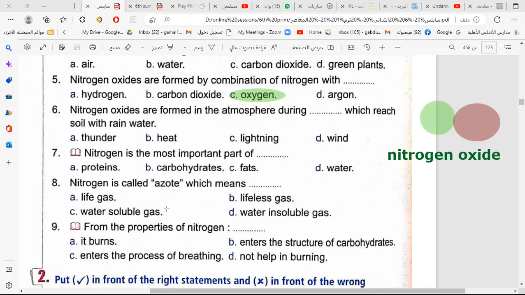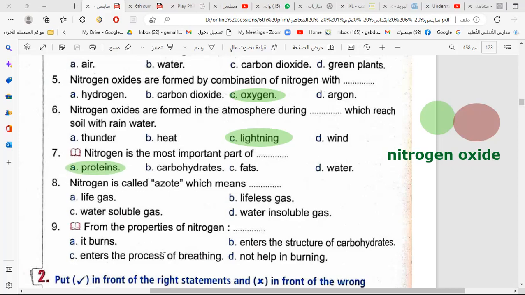Yemen, are you ready? Yes, Mr. Nitrogen oxides are formed in the atmosphere during what? Which reach soil with rainwater. Nitrogen oxides are formed in the atmosphere during lightning. Very good. Thank you, Yemen. Now, Malik. Are you ready, Malik? Number 7. Nitrogen is the most important part of proteins. Very good. Thank you, Malik.